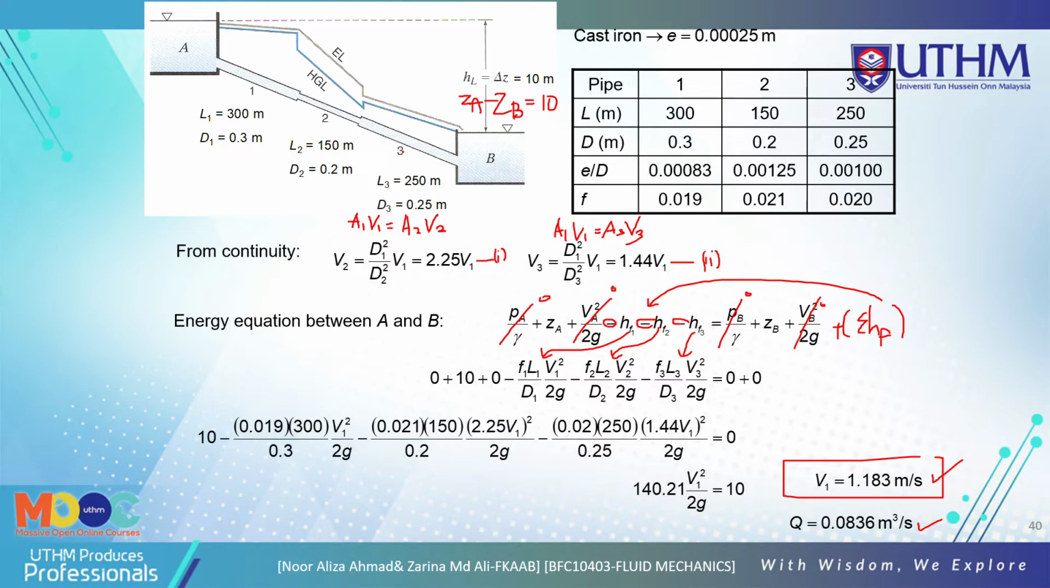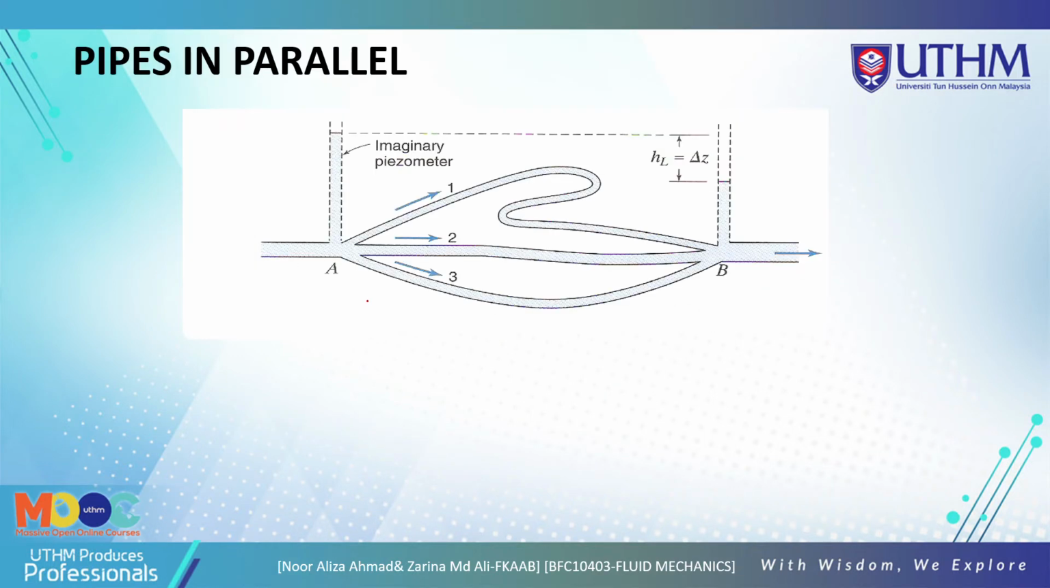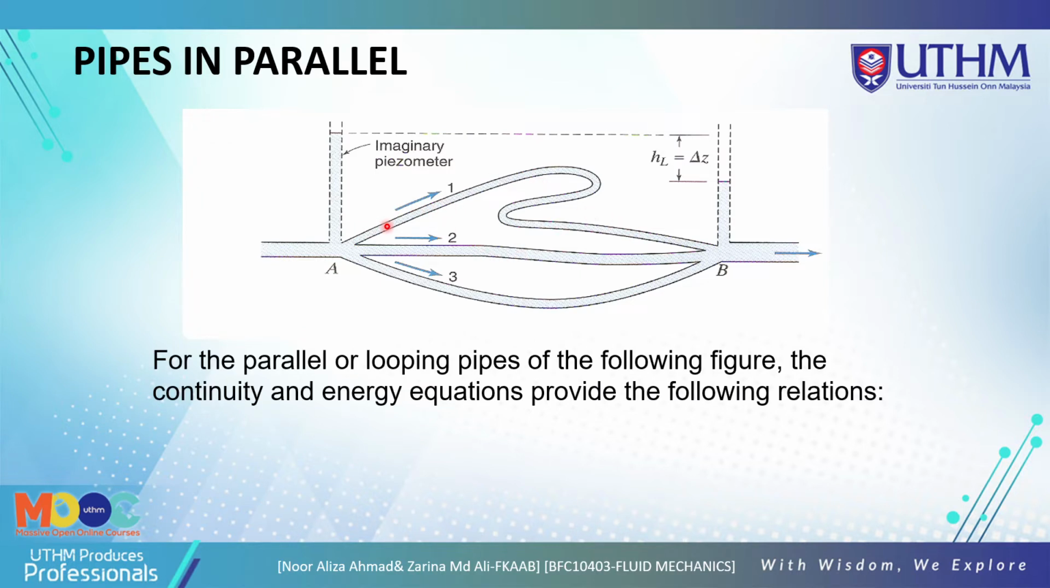Now we look at pipe in parallel. The pipes go from A to B here: pipe 1, pipe 2, and pipe 3. So this is parallel. In Malay it is called selari, so the pipe selari.